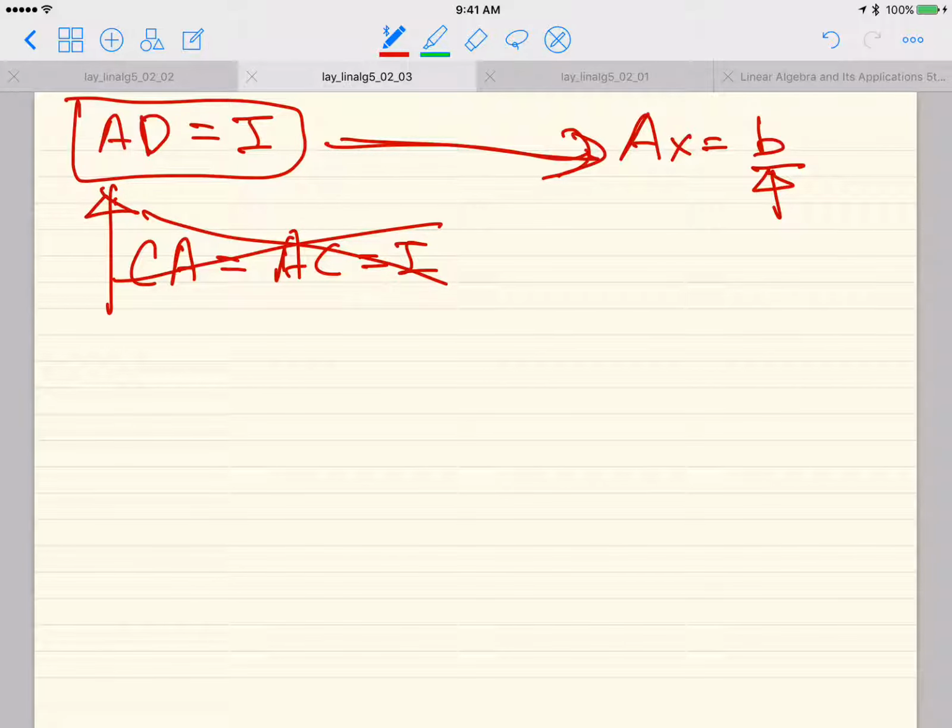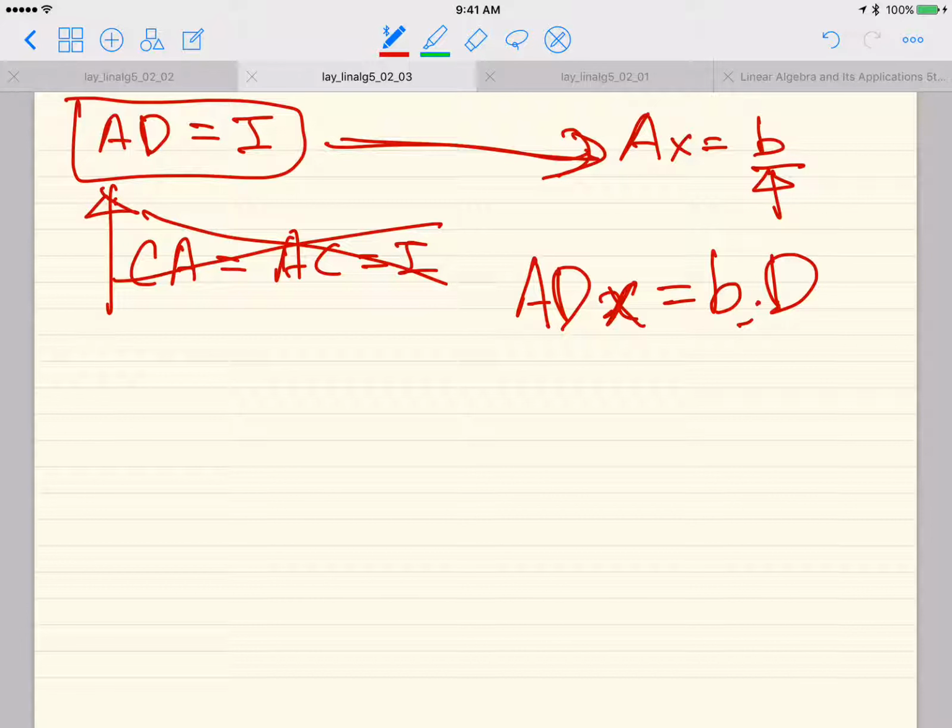What's that? A times D times X equals B? Yeah, that is a good try. Yeah, A times D times X equals B. B times D, right? Yeah. So that is a good try. So let's try to use a similar trick that we used in the previous case.